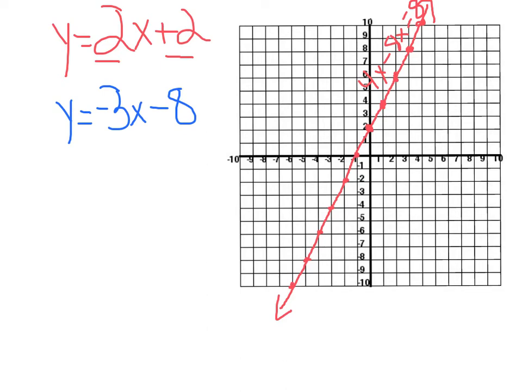For my blue line, my y-intercept is negative 8, so I'm going to put a point at 0, negative 8. My slope is negative 3. So that could tell me I could go down 3 and right 1, or up 3 and left 1. Since going down 3 and right 1 doesn't fit on the graph, I'm going to go up 3 and left 1, and then up 3 and left 1 again. I'm going to continue to get as many points as I can again.